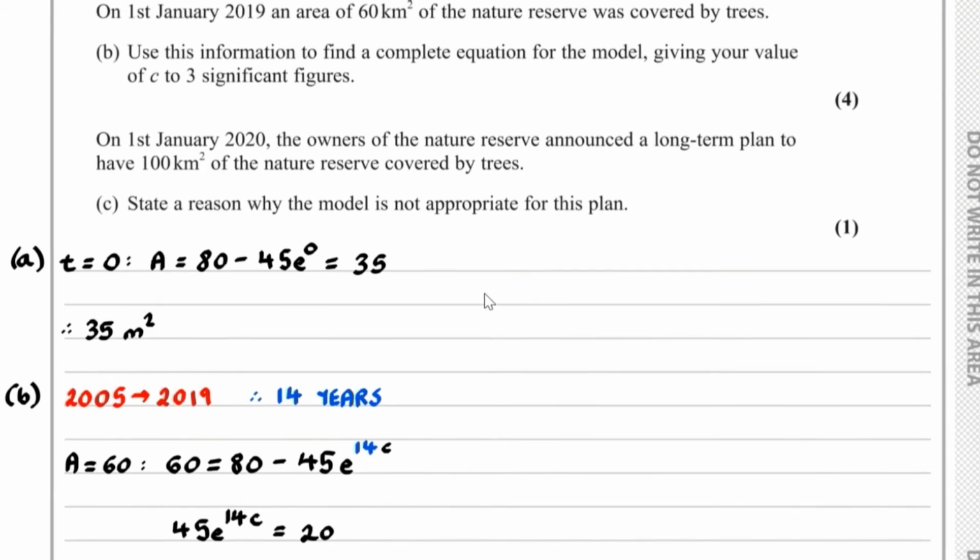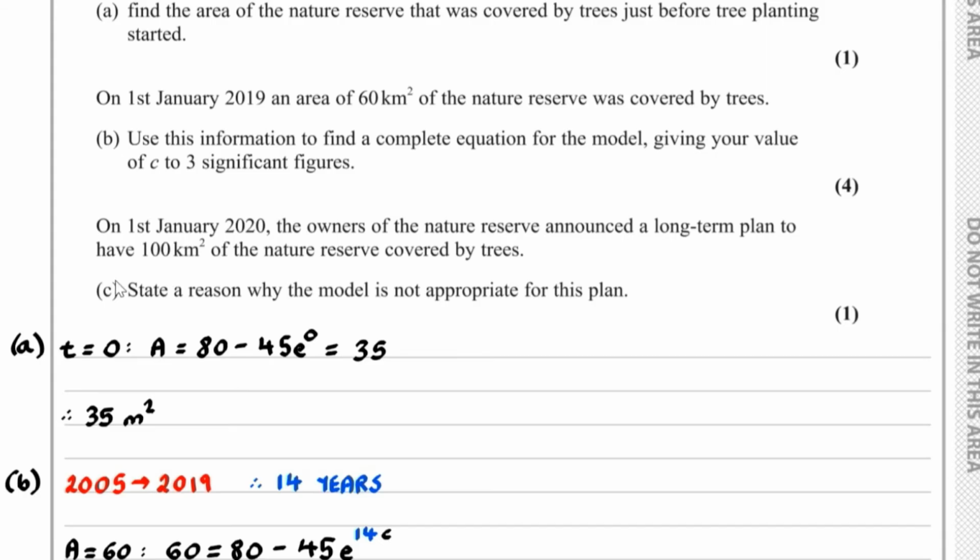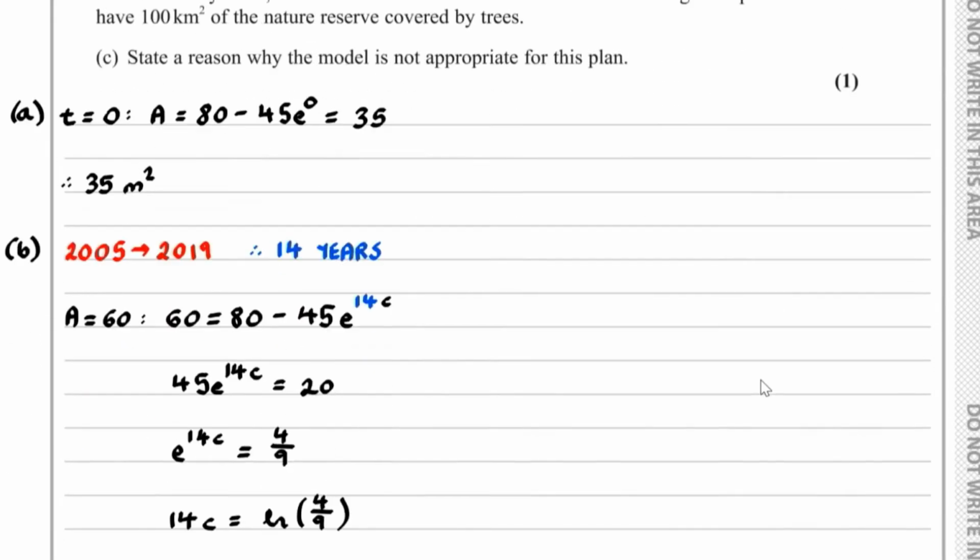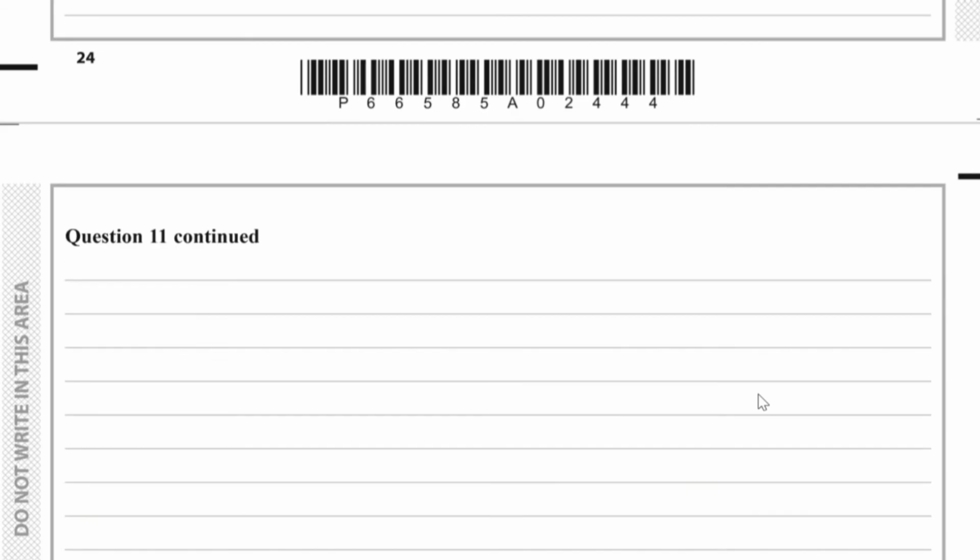And now for part C of the question. On the 1st of January 2020, the owners of the nature reserve announced a long-term plan to have 100 kilometers squared of the nature reserve covered by trees. We have to state a reason why the model is not appropriate for this plan. Well, what we'll do to begin with for part C is draw a sketch of A against t.